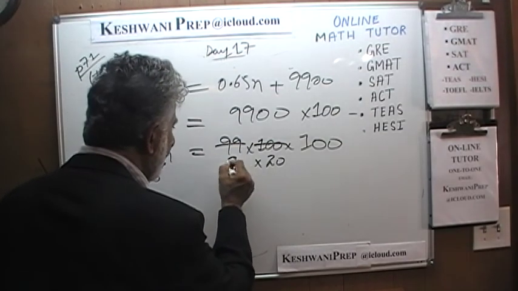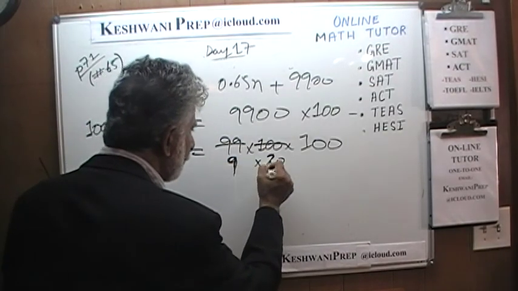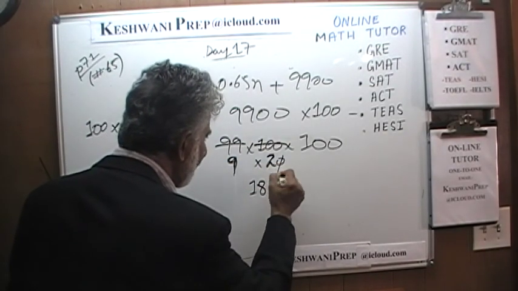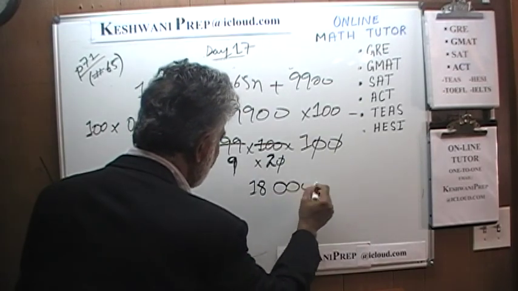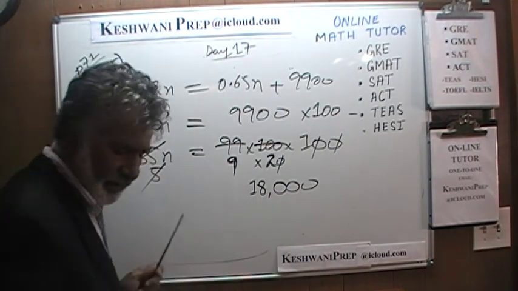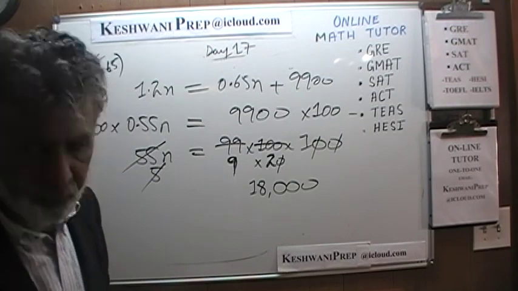So here we go. 9 times 2 is 18, and then we have 10, 20, 30. Well, I shouldn't put a comma there, but it doesn't really matter. Yes, 18.